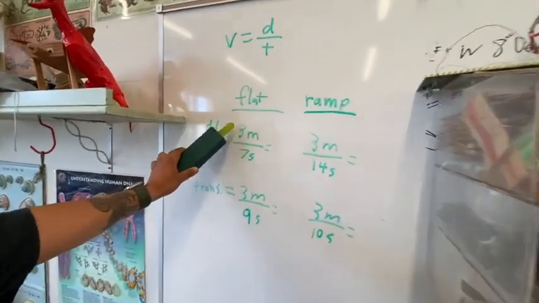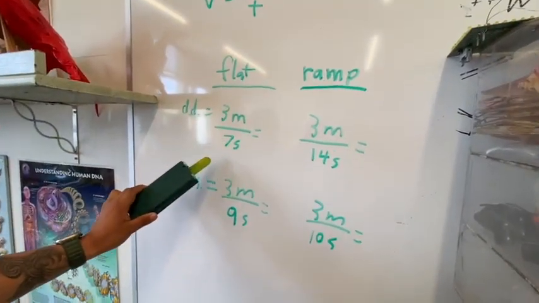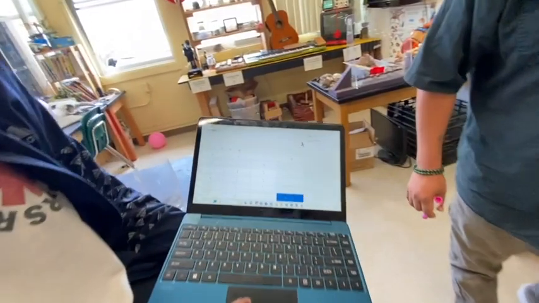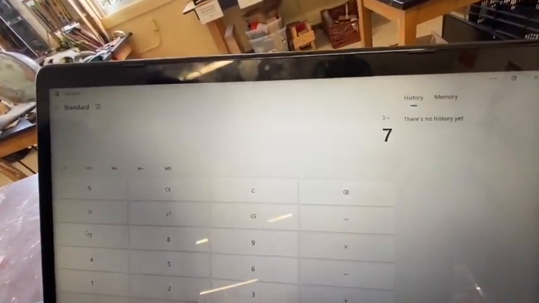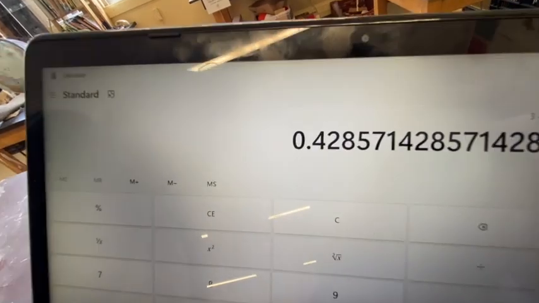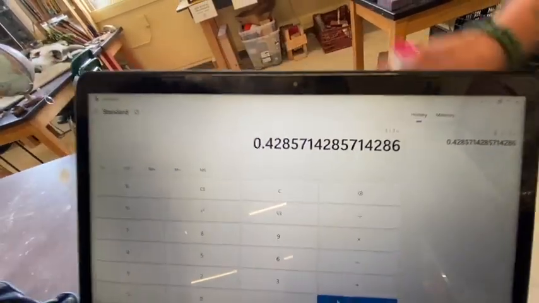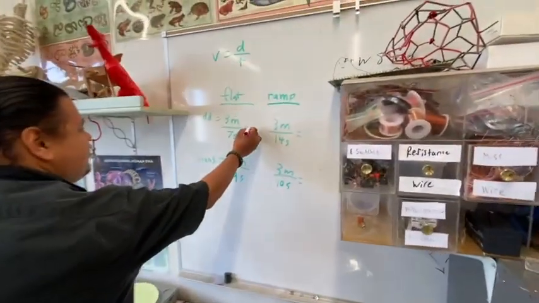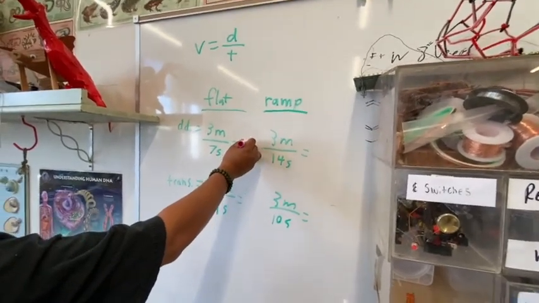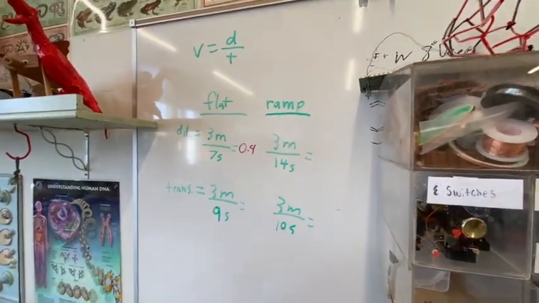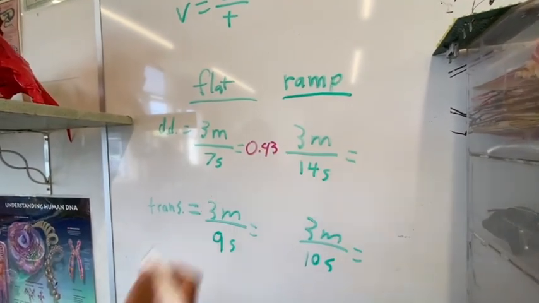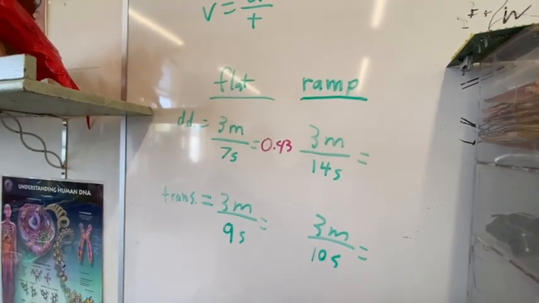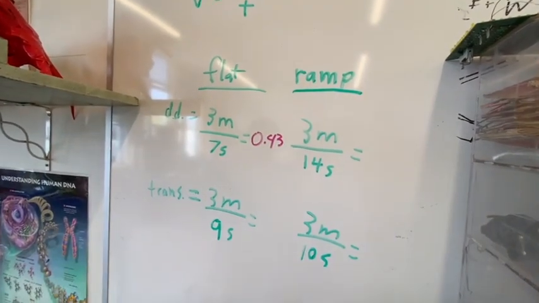So for the 3-meter flat race, we did 7 seconds, right? So I'm gonna have my assistants divide 3 by 7. And you put that whole number on the board, or you could just do the first two numbers. So it'd be 0.43. You're gonna round it up, okay? And so that's 0.43 meters per second.